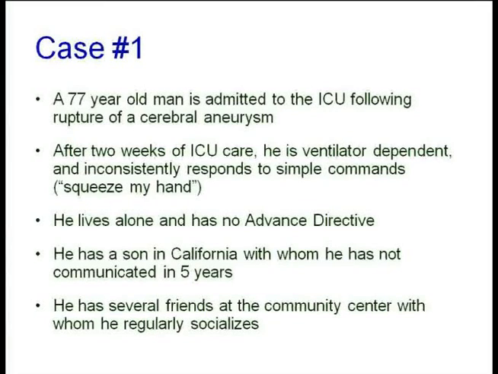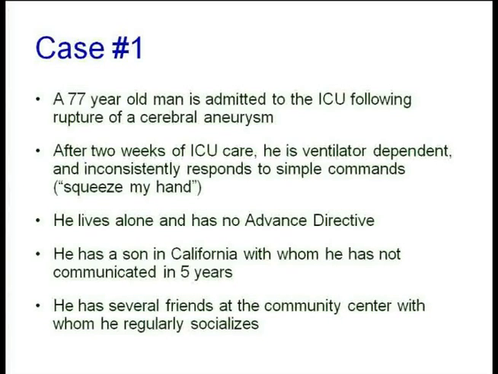So let's start with decision-making, and let's start right away with a case. The case is a 77-year-old man who's admitted to the ICU following rupture of a cerebral aneurysm. After 2 weeks of ICU care, he is ventilator-dependent and inconsistently responds to simple commands like squeeze my hand. He lives alone and has no advance directive. He has a son in California with whom he has not communicated in 5 years, and he has several friends at the community center with whom he regularly socializes.